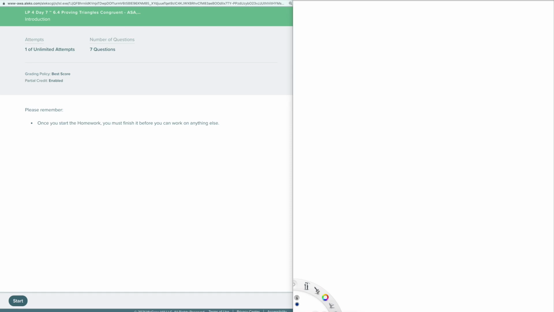Alright, so welcome to Chapter 6, Section 4, Proving Triangles Congruent by Angle, Side, Angle, or Angle, Angle, Side, which up here just says ASA or AAS. I'm just kind of cut off there. So this is for Integrated Math 2 or IM2.